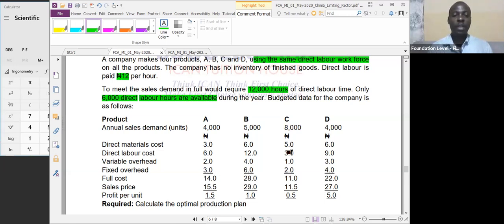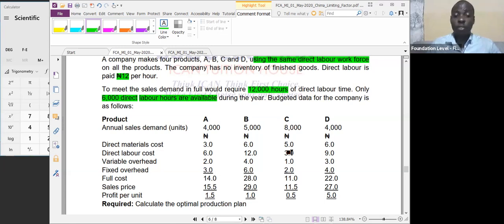Okay, so we are given direct material costs, direct labor, and variable overhead. And we have a fixed overhead. If you want to find your variable cost, it is easy for you.